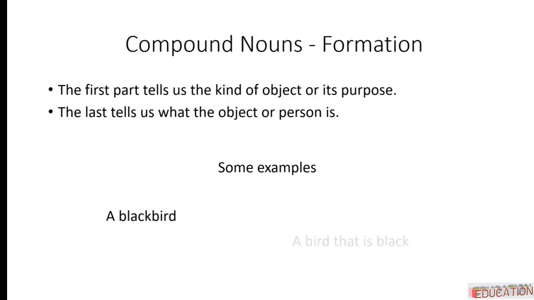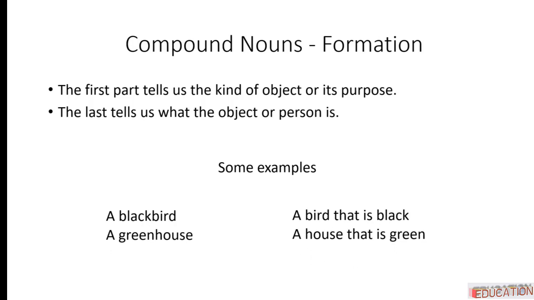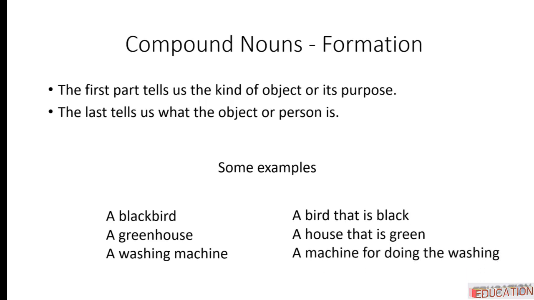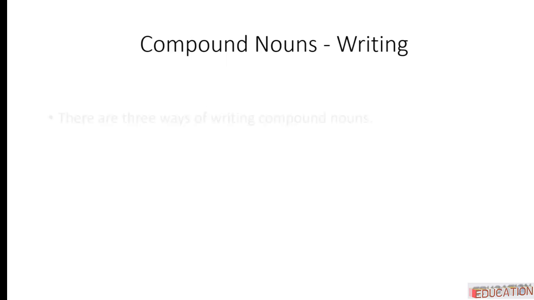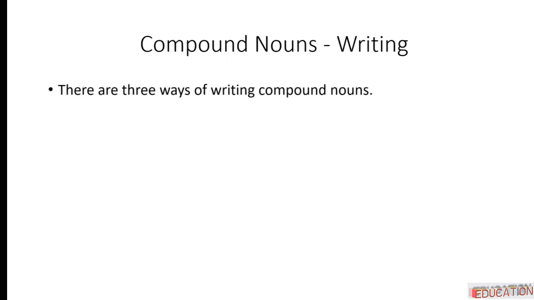A blackbird is a bird that is black. A greenhouse is a house that is green. A washing machine is a machine for doing the washing. When we write compound nouns, we have three possible ways of writing them: open, closed, or hyphenated.